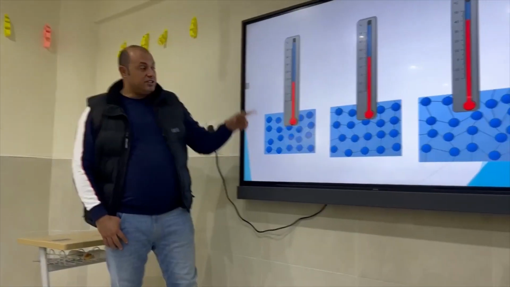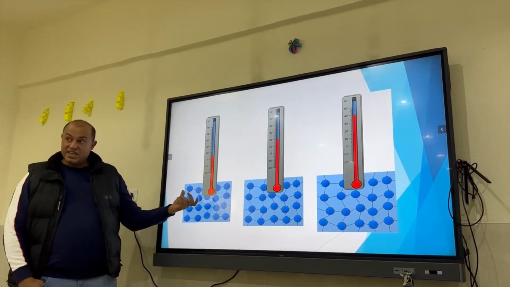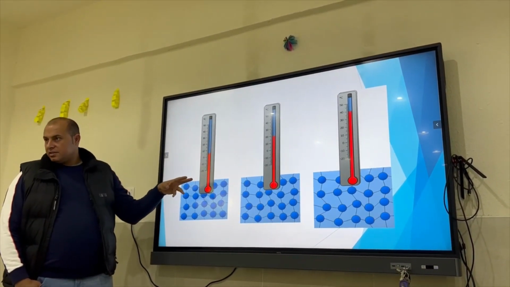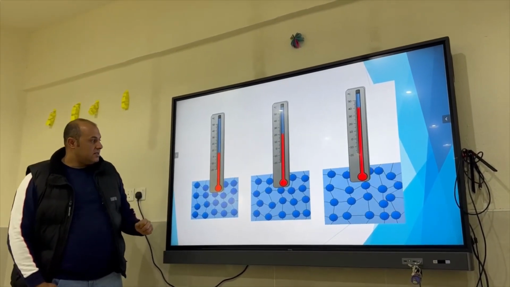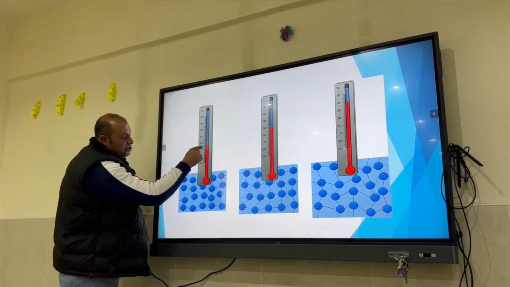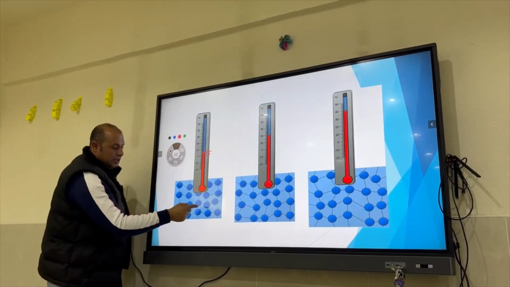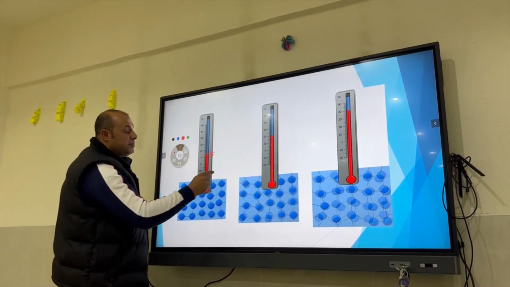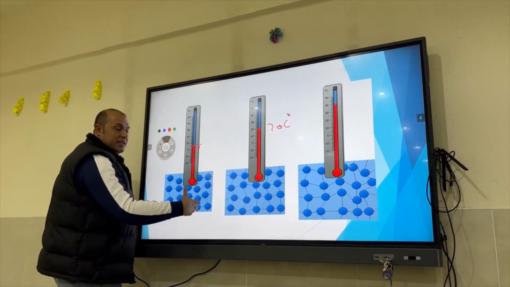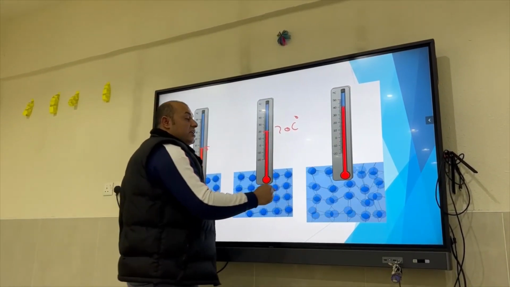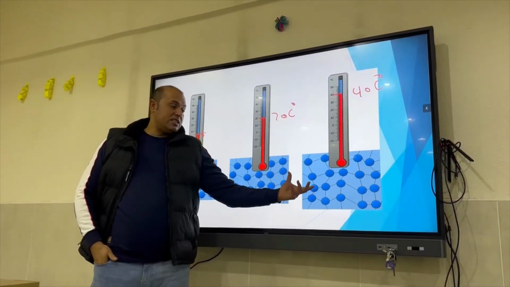Between temperature and the speed of particles, what can you see here? You see a thermometer that measures temperature and the particles of the gas. Here, the temperature is 5 Celsius. Look at the speed of particles. When the temperature increases to 20 Celsius, look at whether the speed of particles increases or not. When the temperature reaches 40 Celsius, look at the speed of particles.